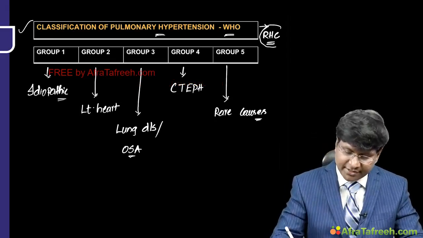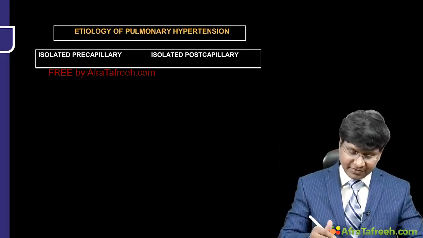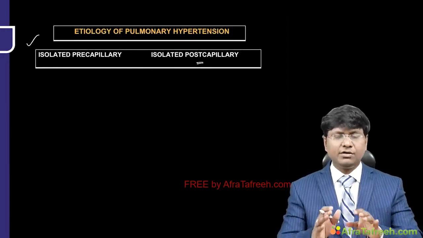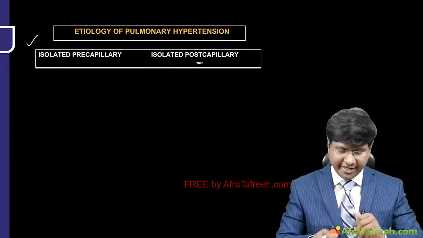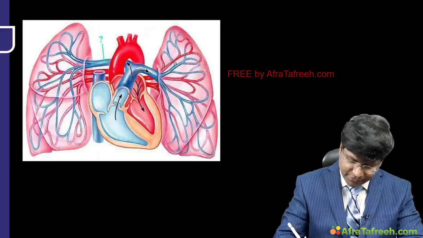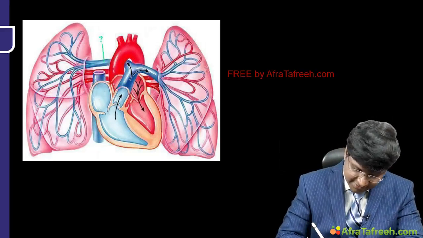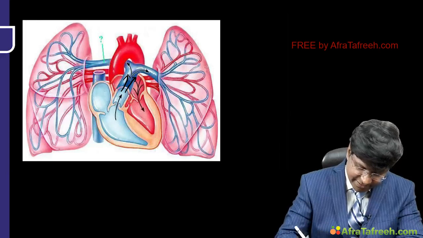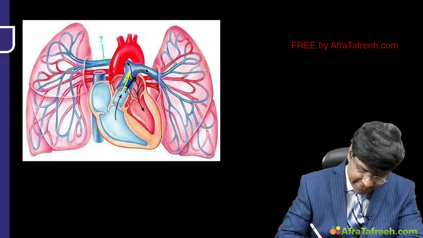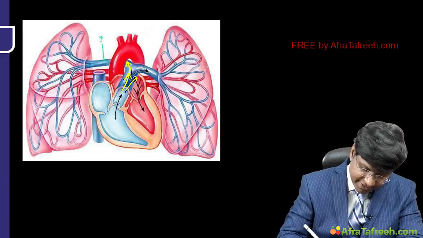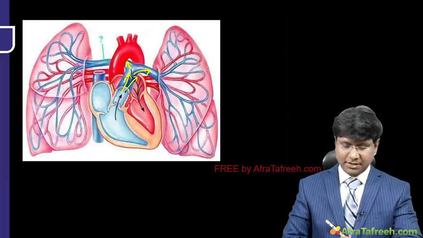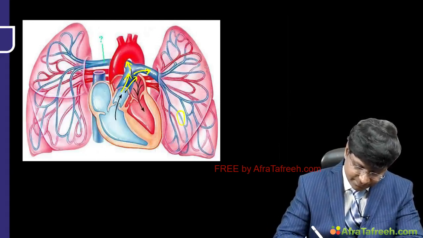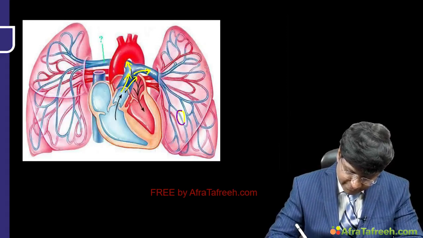And based on your right heart catheterization, the other classification which has been made is isolated precapillary and isolated postcapillary hypertension. First of all, where exactly is the division? Let me just show you an image. So if you see the image, this is the pulmonary artery, right? From this pulmonary artery, it divides into the right pulmonary artery and the left pulmonary artery. And this pulmonary artery continues, and at this point you have the pulmonary capillaries.